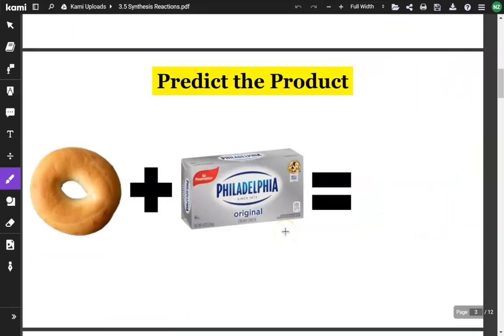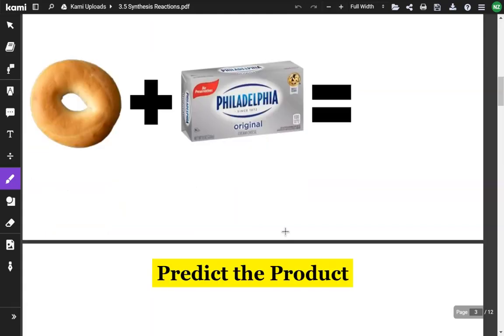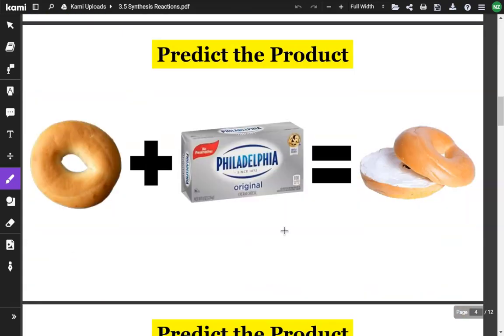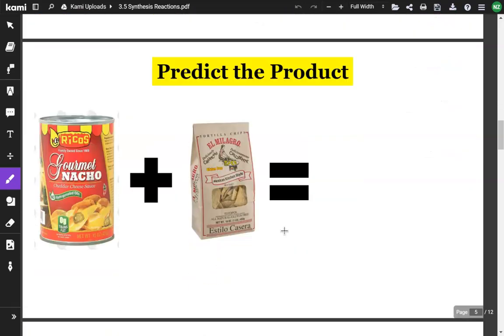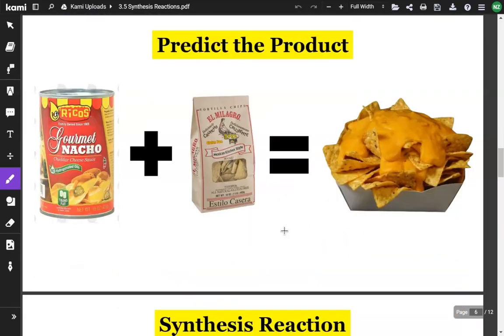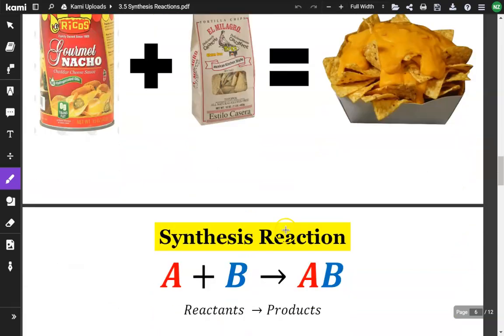Here's another one. We have a bagel and we have some cream cheese. What do we get when we put them together? We get a bagel with cream cheese. Here's my favorite. We have some gourmet nacho cheese, and we have some tortilla chips. El Milagro, my favorite. We put them together, what do we get? We get nachos. So that's pretty much all a synthesis reaction is.